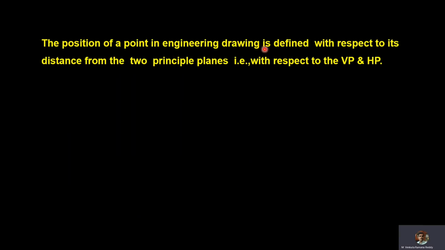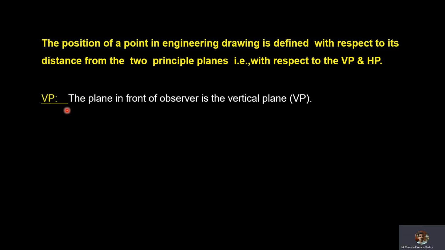The position of a point in engineering drawing is defined with respect to its distance from the two principal planes, that is, with respect to the VP and HP. VP means vertical plane. The plane in front of the observer is the vertical plane.